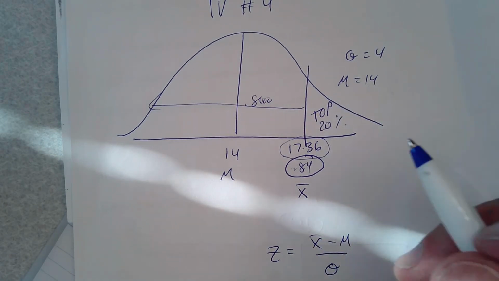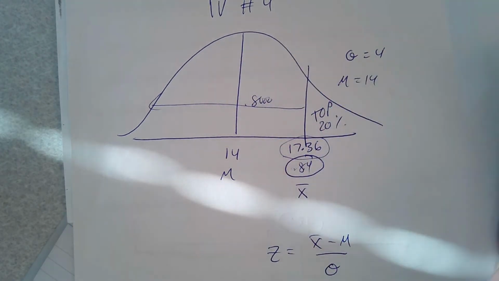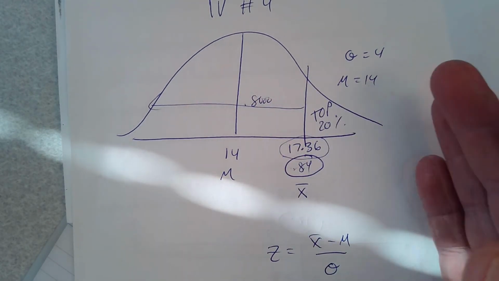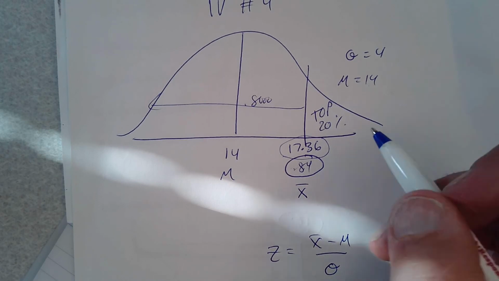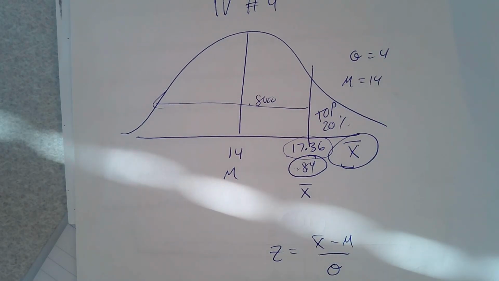A lot of places use this on placement tests. You have to get this score to get a raise. You have to get this score to get this promotion. You have to be in the top percentage to get into this school. That's what a cutoff score is. So when you see the words cutoff score, you are solving for x bar. You're solving for that sample mean. That's what a cutoff score is.